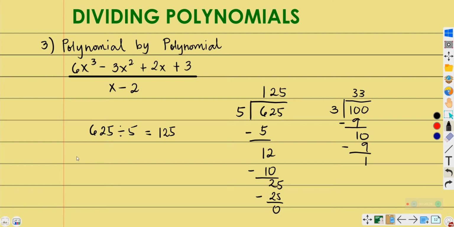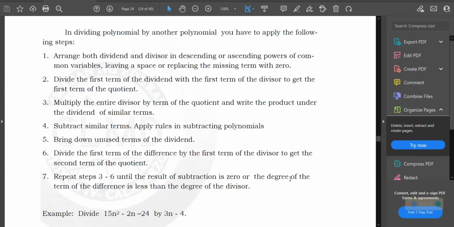Pag fractional form nga pala, 100 divided by 3, ang nagiging sagot natin in fractional form is 33 and 1/3. So, remainder sa numerator, divisor sa denominator. Quotient po yung whole number. So, yung mga pinakita kong steps, ganun din po ang ating i-apply dito when we are dividing a polynomial by another polynomial. Ito po yung mga steps.